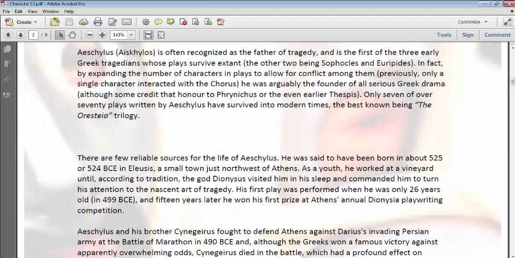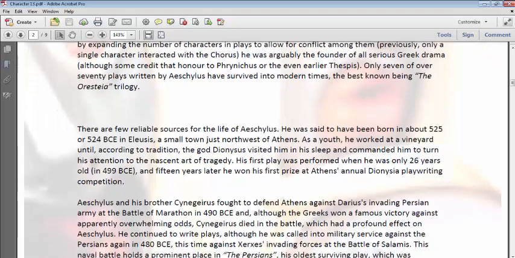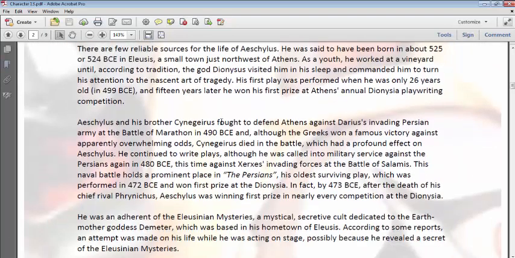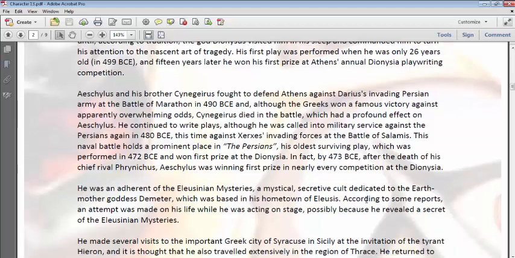He was not only a writer, but he was also a soldier. He actually fought in the war with his brother. That's his name there, whose name I'm not able to pronounce. But unfortunately, his brother died in battle, and that had a profound effect on Aeschylus.